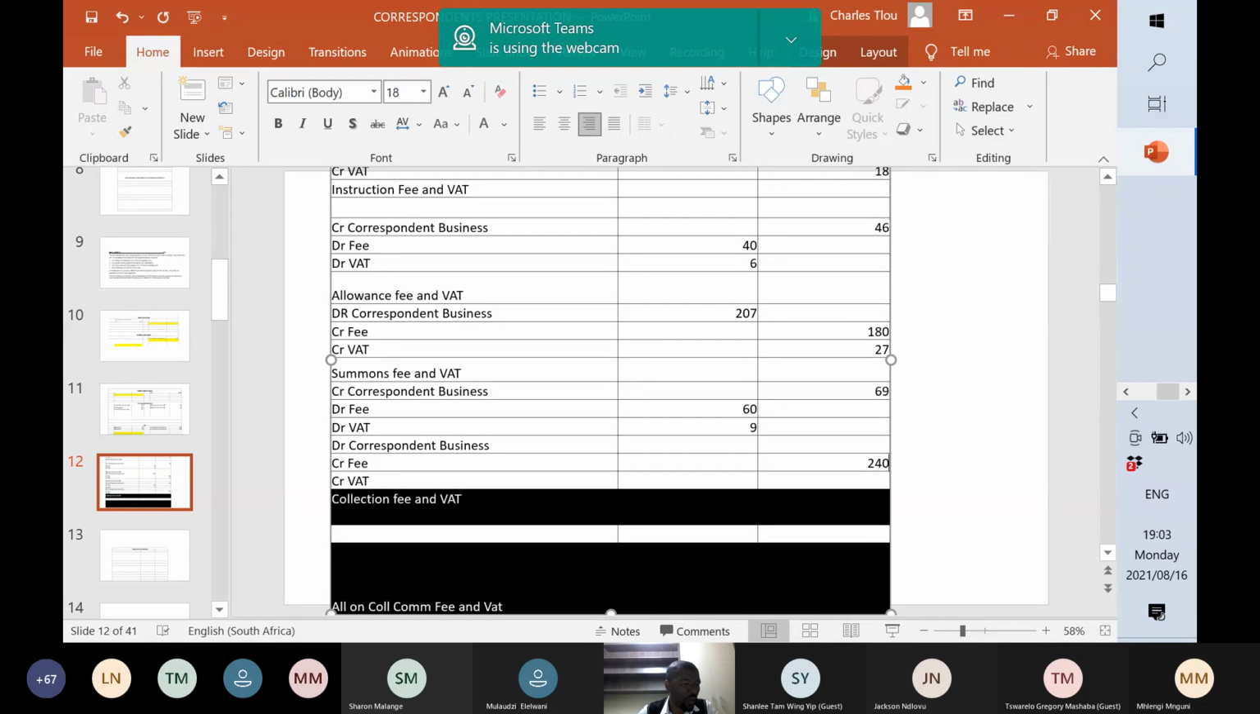And then we say, what is the 15% of 240 rand? What is the VAT of 240? 36. 36 here, and you add the two together, it gives you how much? 276. Yes, correct. That is your fee journal there: debit correspondent business 276, credit fee 240 rand, and your VAT at 36 rand. That's your collection fee and VAT.